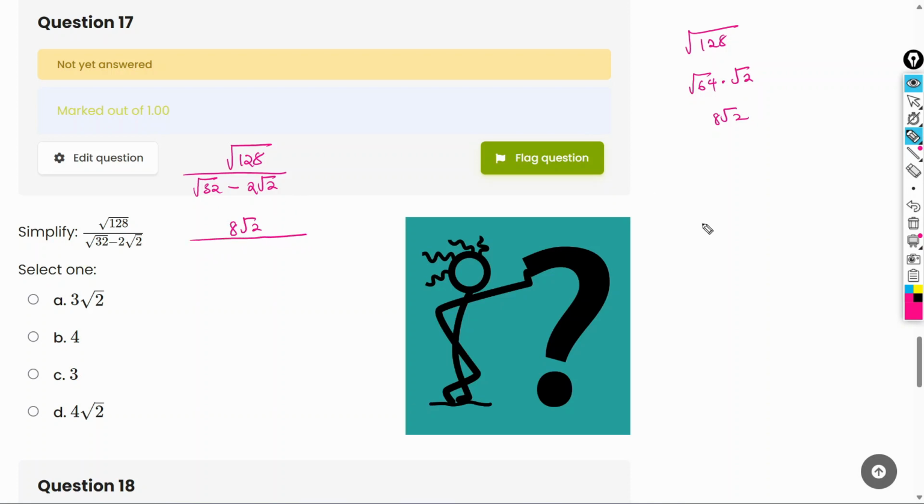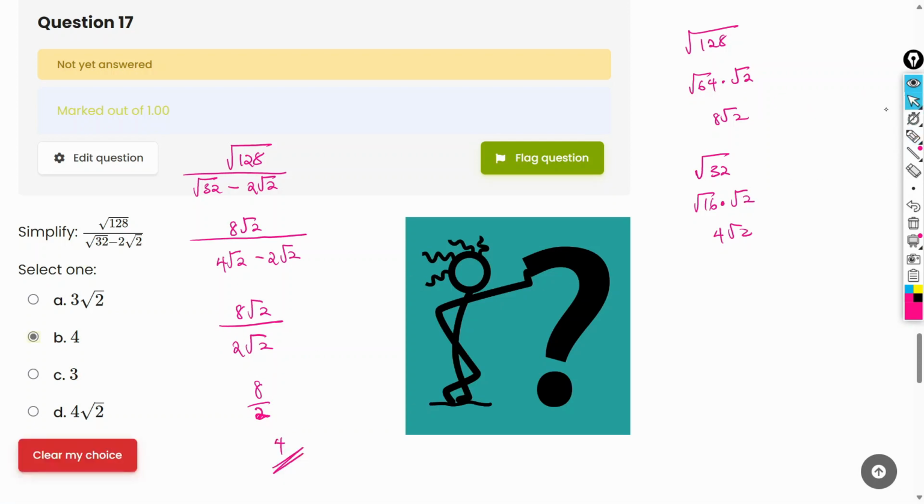My denominator, square root of 32, can be written as square root of 16 times square root of 2. That's 4 root 2. Then minus 2 root 2. So it all simplifies nicely because I have 8 root 2 over 2 root 2. That's just 8 over 2 because root 2 would cancel out. That's just 4. So the answer is B.